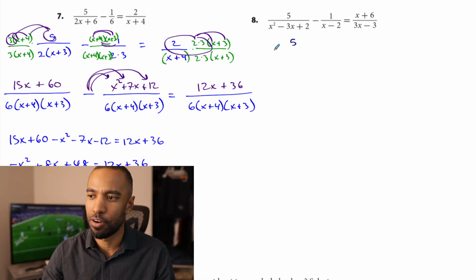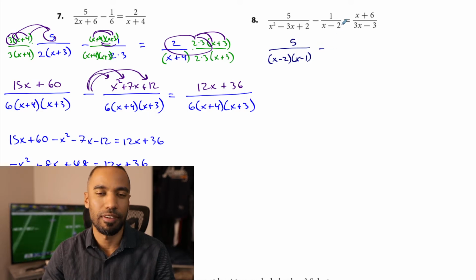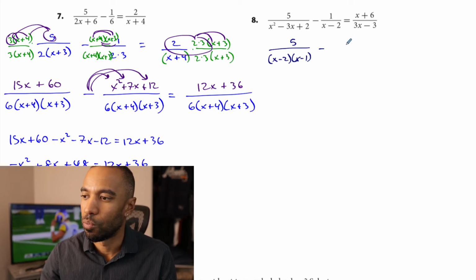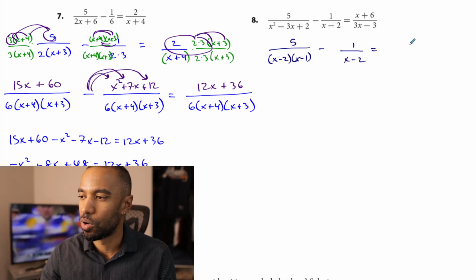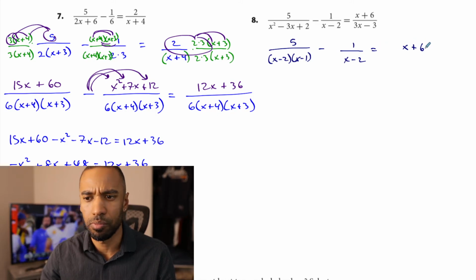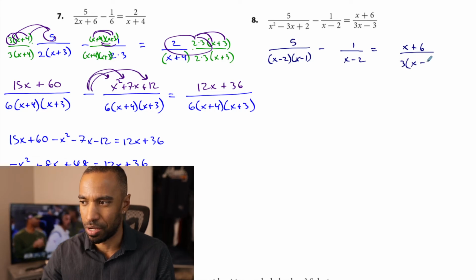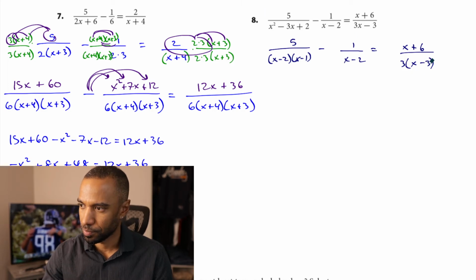All right, 5 over... this is going to factor to x minus 2 times x minus 1. Okay? You're lucky we're not doing factoring of the bigger ones. All right, 1 over x minus 2. Looks like I'm going to have to fill something in there. Equals, so I got an x plus 6 on top. The first time we saw x's on top, huh? Over, and a factor of 3. I'll factor the 3. Got x minus, not 3, excuse me, minus 1.